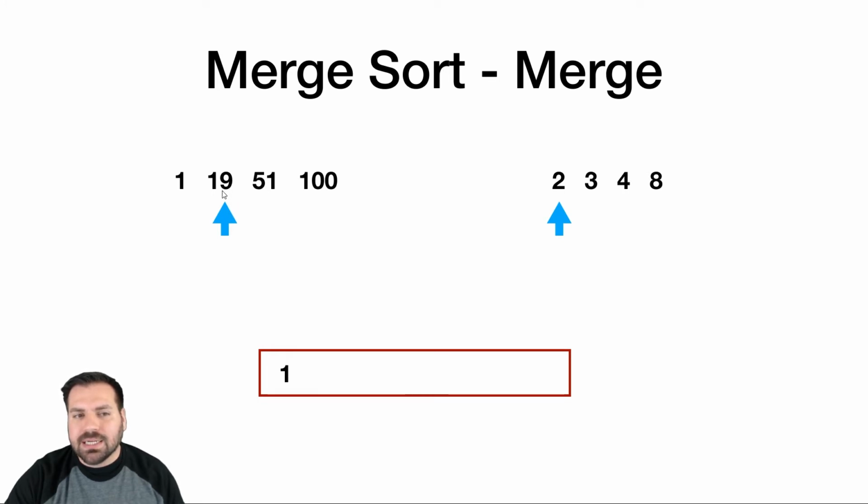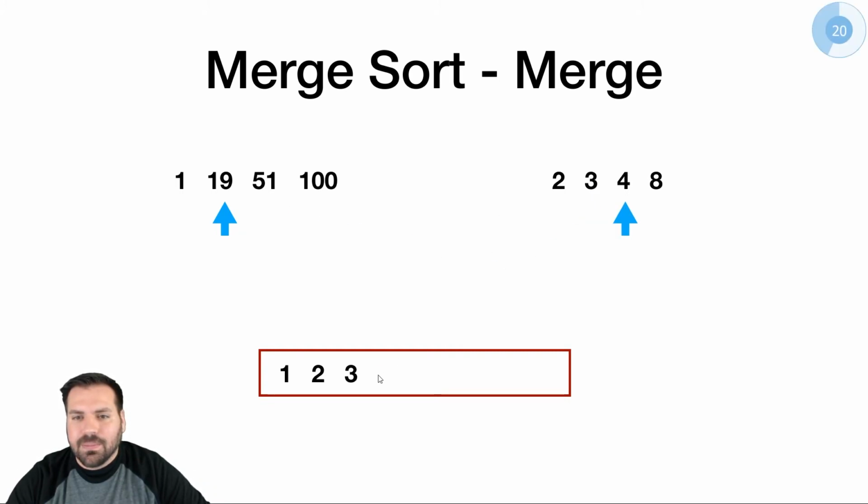Now we're going to say, does 19 come before 2 using our comparator? No. So we're going to take 2, and just the way I said that, we're going to break ties by favoring the right side of the list, even though there are no ties here anyway. So we're going to copy 2 to the output and advance that pointer. 3 comes before 19, copy 3, advance the pointer. 4 comes before 19, copy 4, advance the pointer. 8 comes before 19, copy 8 over and advance the pointer.